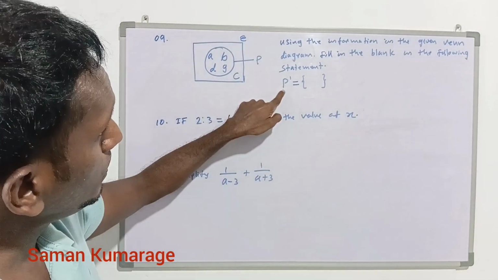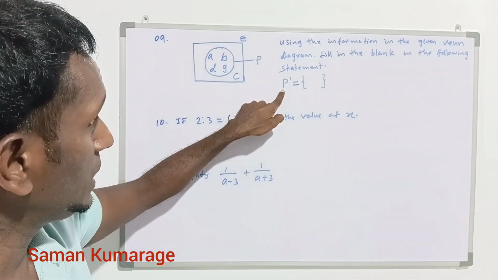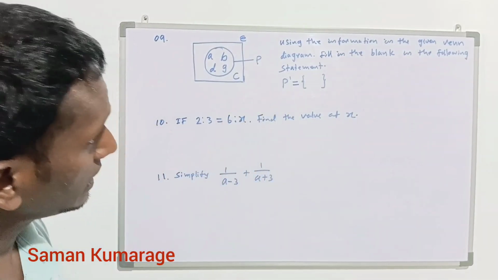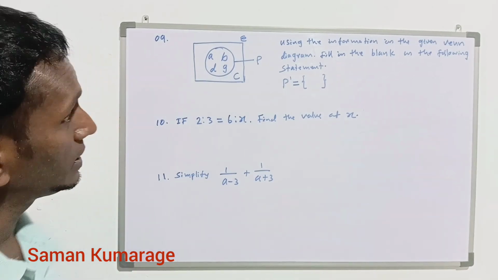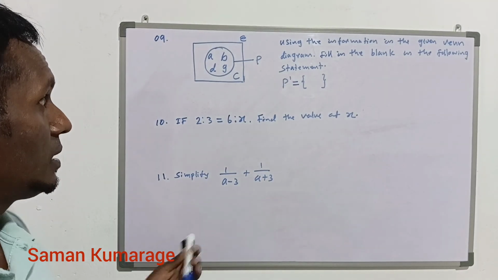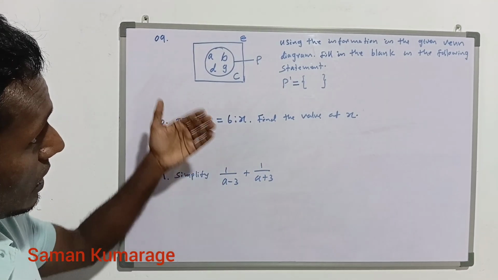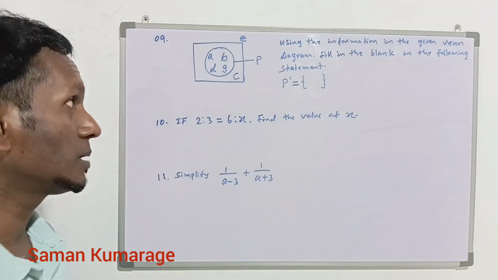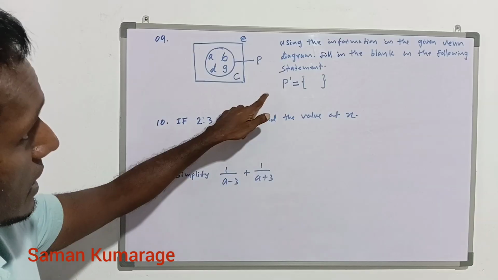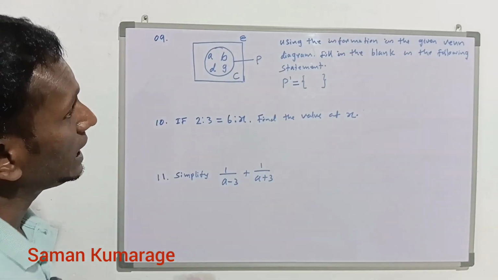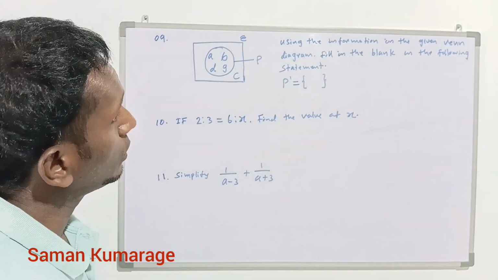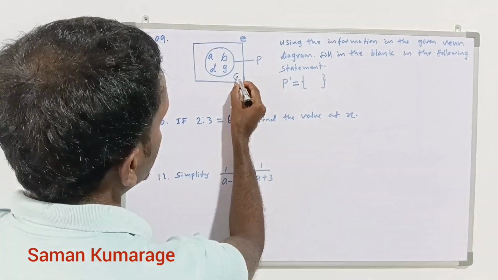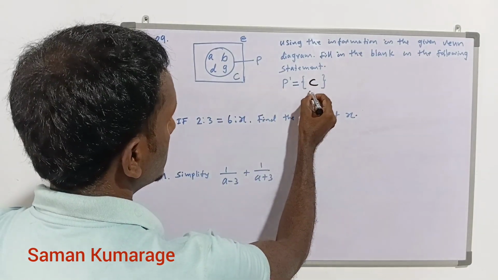So they are asking P dash. P dash means the complement of P. In set theory, you should have already studied that a complement of a set means the elements that don't belong to a given set, given subset. So here in this case, P dash means the elements that don't belong to the set P. So it is C. The answer is C.